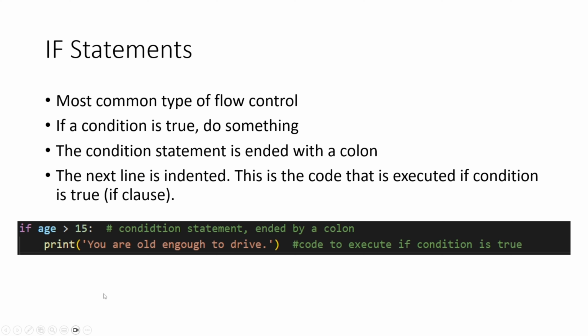An if statement is the most common type of flow control. If a condition is true, we can do something. The condition statement is ended with a colon. You need the colon right here to tell Python that you've created an if condition. And then after you have the if condition, Python is going to expect the next line of code to be indented.